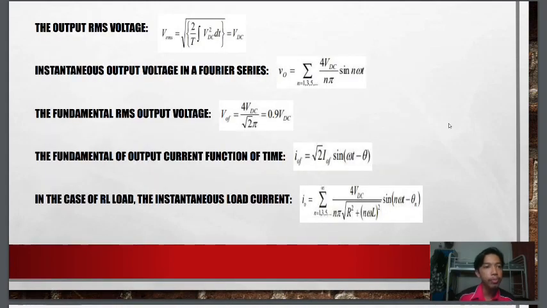For the calculation, the output RMS voltage. This is the calculation for the output's RMS voltage, the instantaneous output voltage in a Fourier series, the fundamental RMS output voltage, the fundamental of the output current as a function of time, and in the case of a resistive load, the instantaneous load current. This calculation is used in a full bridge power inverter.